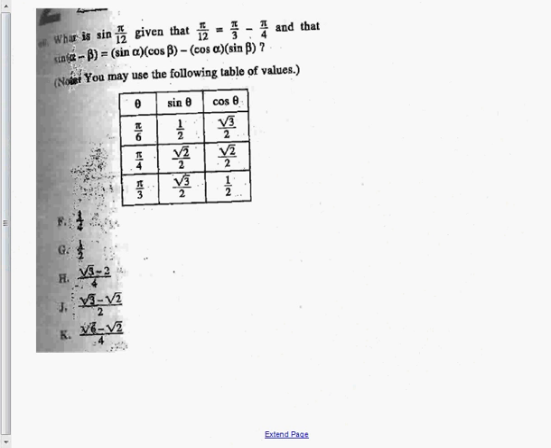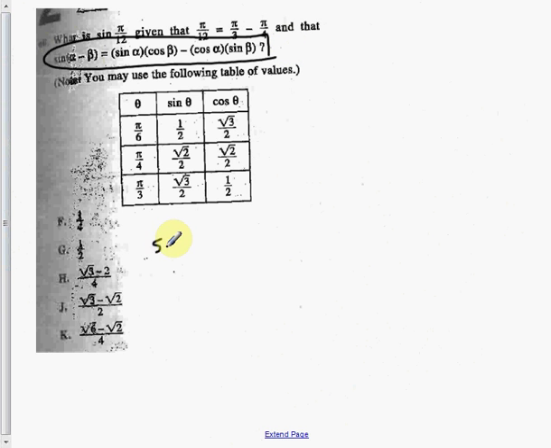What is sine of pi over 12, given that pi over 12 is equal to pi over 3 minus pi over 4? In that, sine of alpha minus beta is equal to sine alpha cosine beta minus cosine alpha times sine beta. Right? You may use the following table of values. So I'm going to use this formula to write out what I need to write out.